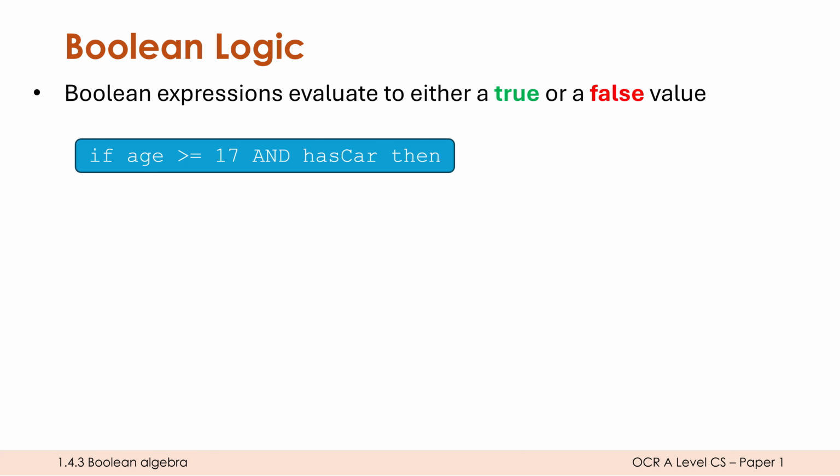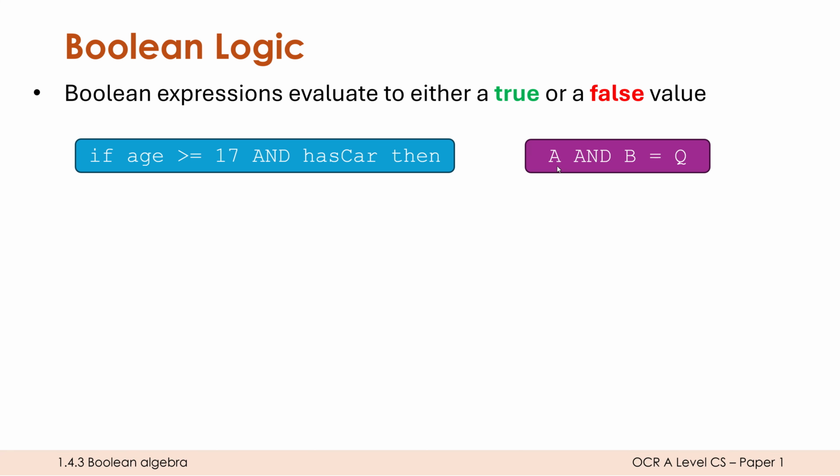Now, despite this being how we often see this in programming, within this topic, we tend to simplify this a lot further by just using letters as placeholders for variables. You can see has car is likely a Boolean variable anyway, and I've replaced that with B. Age is greater than or equal to 17 isn't a Boolean variable. Age is likely to be an integer, for example. However, for the purposes of this topic, we will simplify this to be effectively a variable.